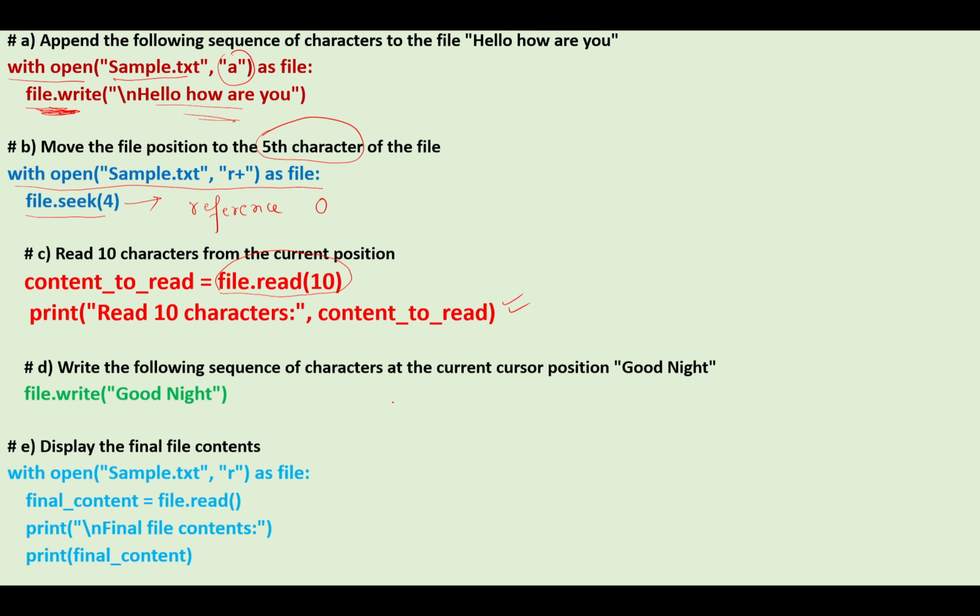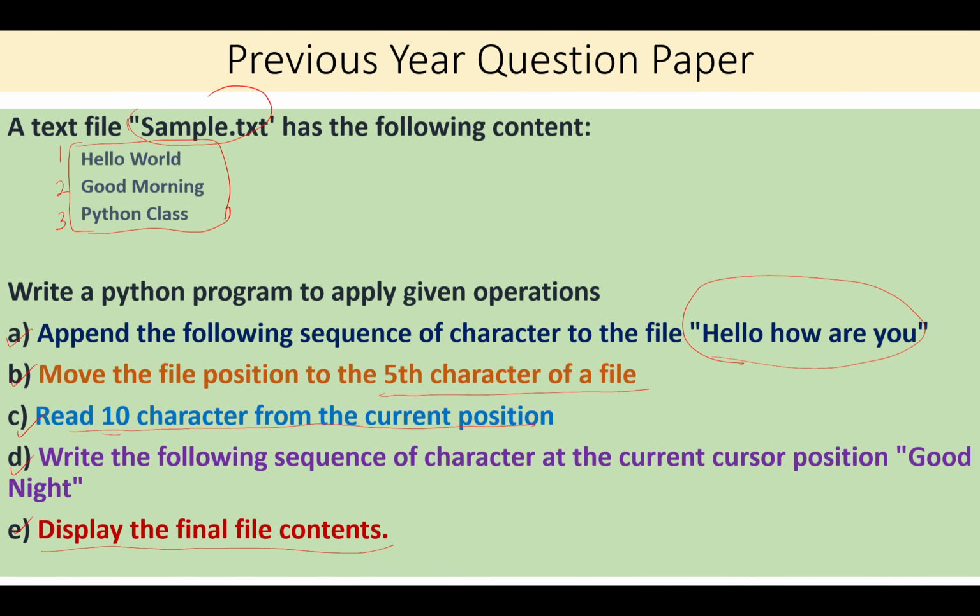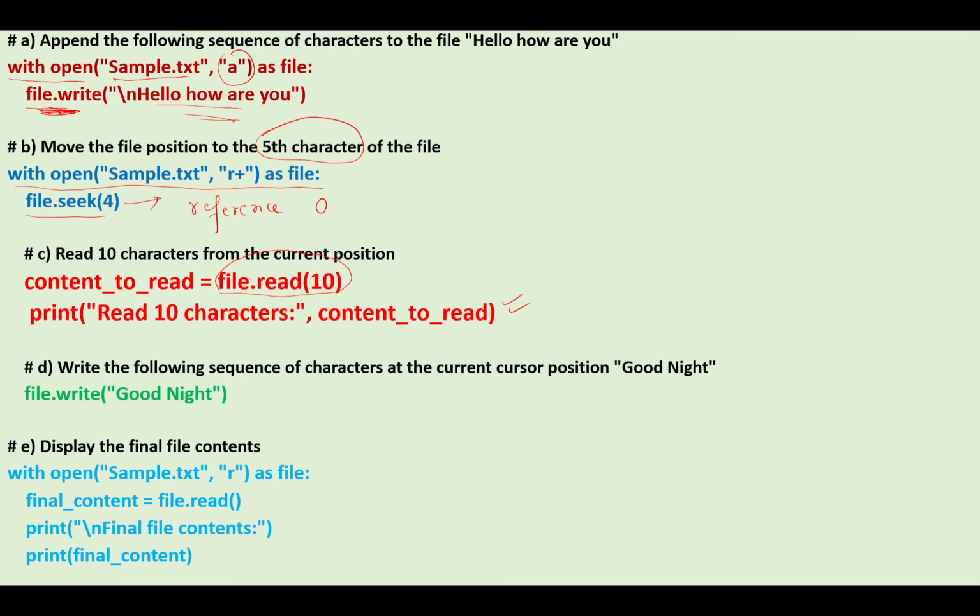Okay, so now the D part is: write the following sequence of characters at the cursor position, good night. So how do we include the characters good night? That is very simple. We write file.write, and what you want to include here is good night. We want to include these characters in sequence. And after that, how to display the file content.